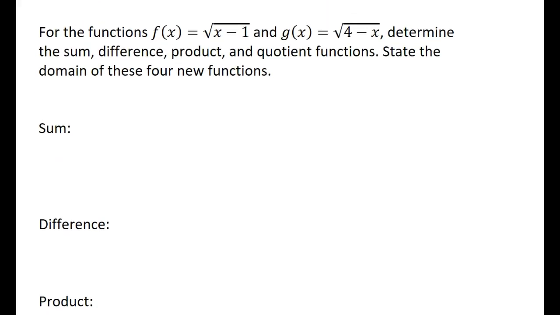So we've got two functions. f of x is the square root of x minus 1, and g of x is the square root of 4 minus x. And we're going to do the sum, difference, product, and quotient functions, and we're going to state the domain of these functions. Okay, so the sum is going to be f of x plus g of x, which means I'm just going to add those two functions.